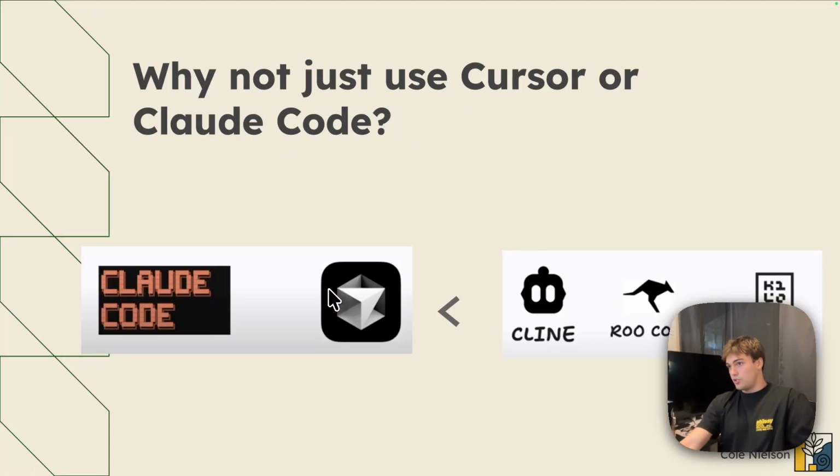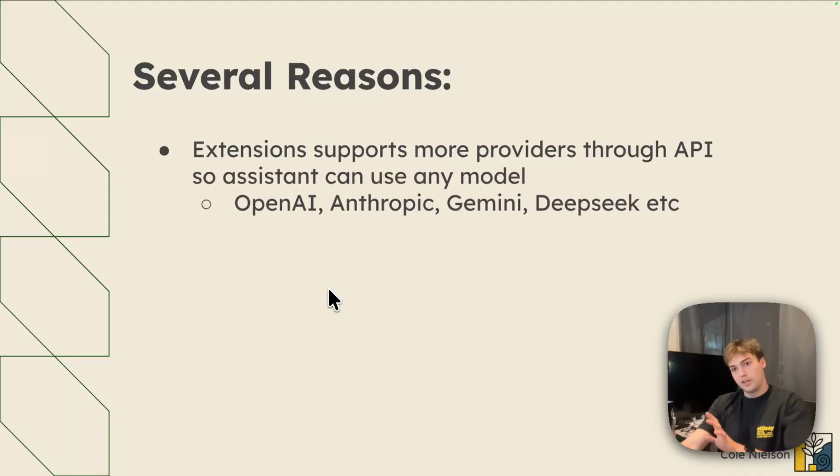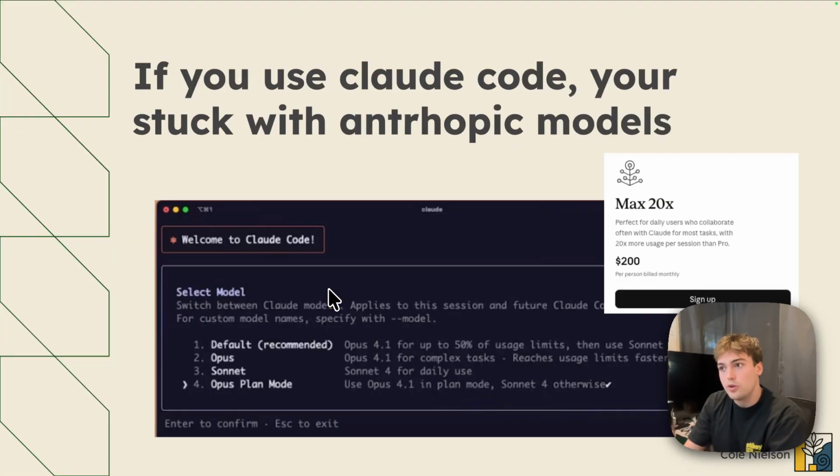So why not just use Cursor or Claude Code? Well, let's get into that. There's several reasons. So these extensions support multiple providers through an API. When you use Claude Code, all you get access to is the default model, which might be Opus 4.1, Sonnet 4.5, which was released recently, and you're stuck with those models. But what if ChatGPT Codex 5 High comes out, which it did, and it was like the best model.